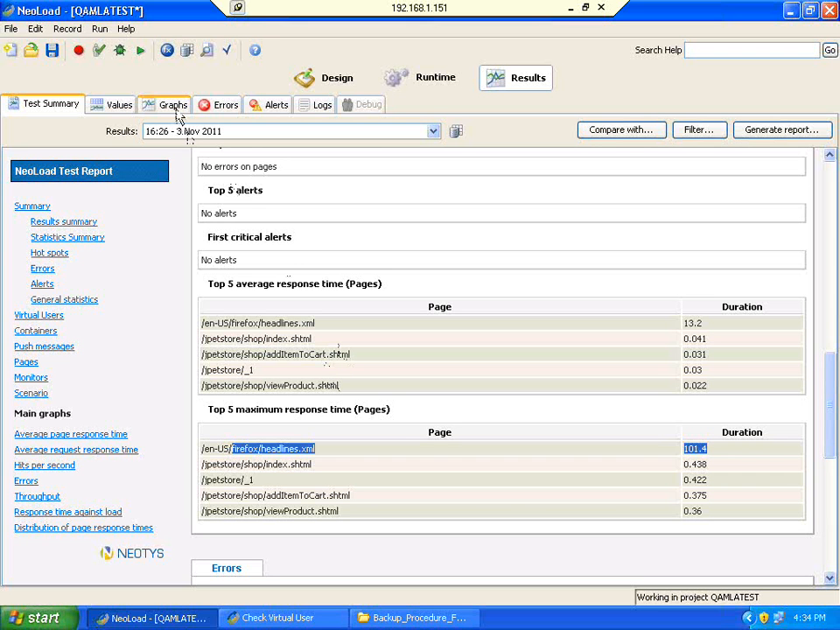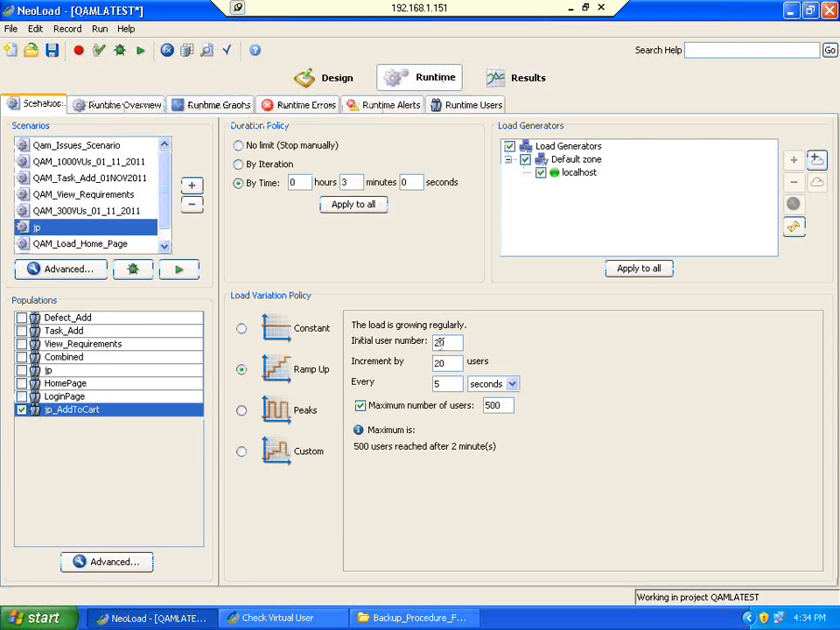As we promised, we are going to run, right? I am going to start with 50 users initially, and increment it by 50 users every 10 seconds, right? And it's a too fast a ramp up.